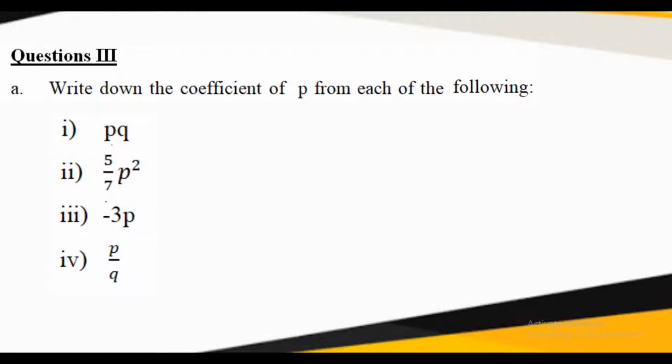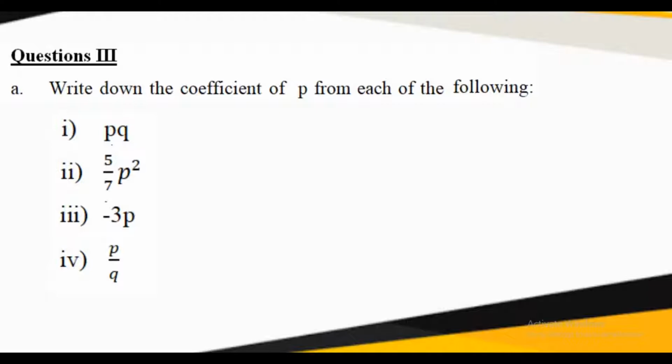Next question. Write down the coefficient of p from each of the following. What is coefficient? That also we have learned in that algebra chapter. Any factor of a term of an algebraic expression is called the coefficient of the remaining factor of the term. Here we have to write the coefficient of p in each of the given terms.